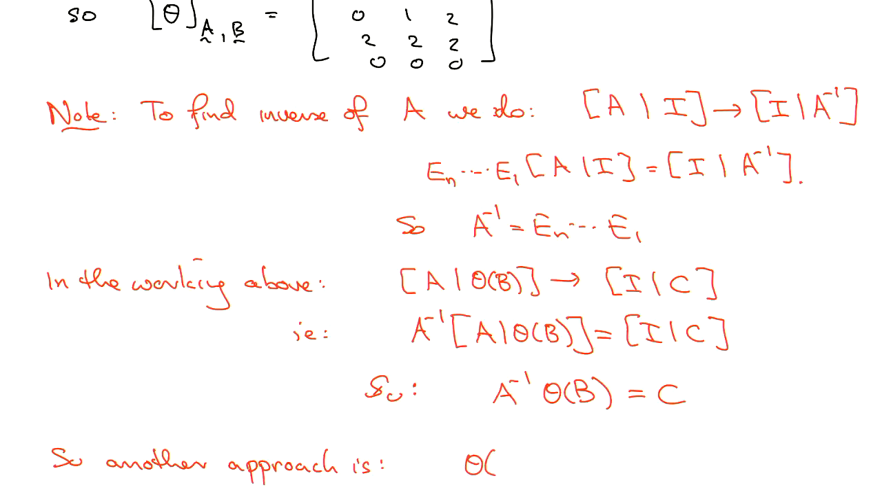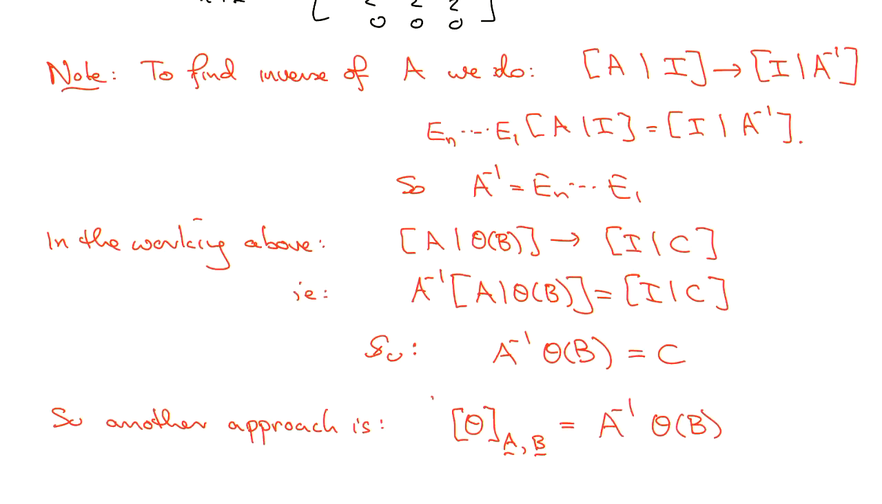The matrix of theta with respect to A and B is A inverse times theta of B. I say in this case because our A's and B's were already vectors in Fn.